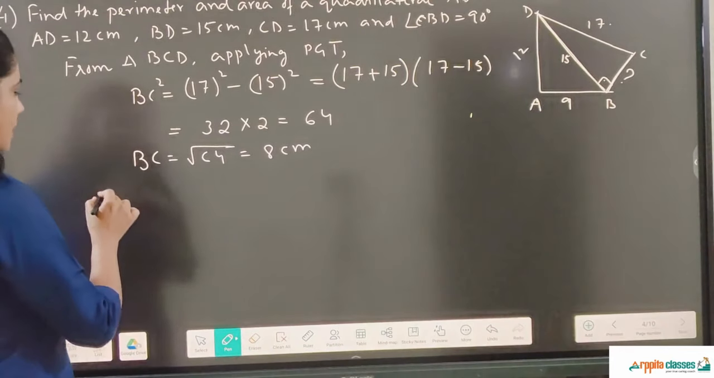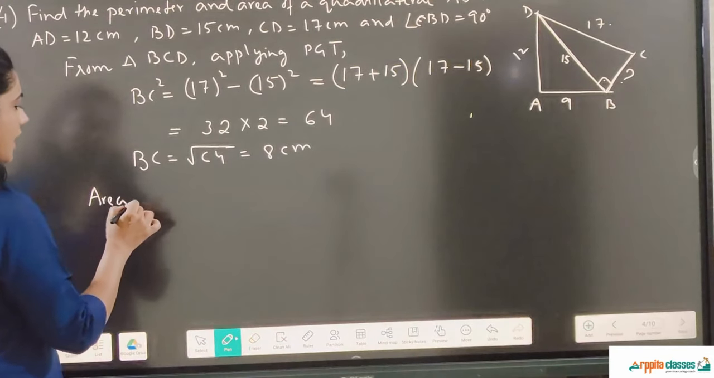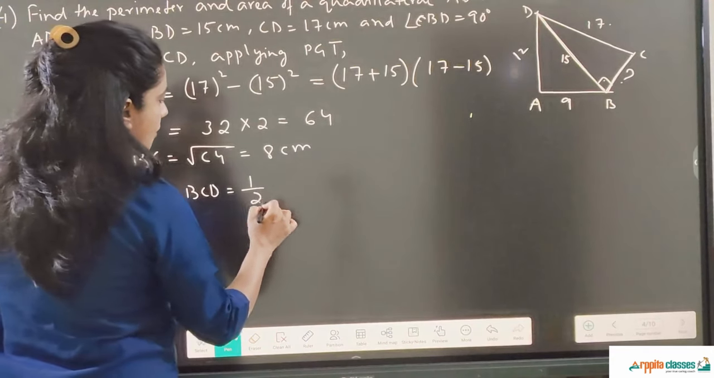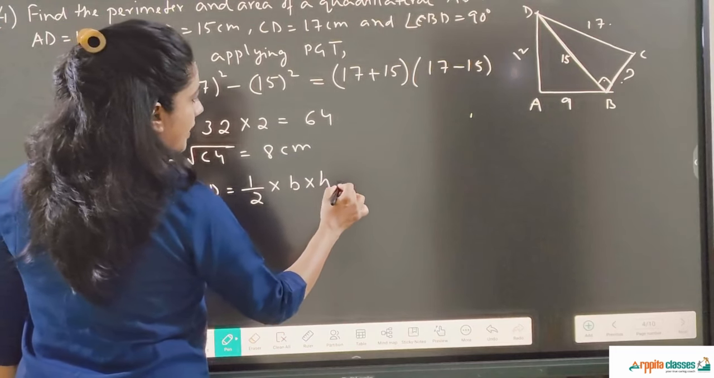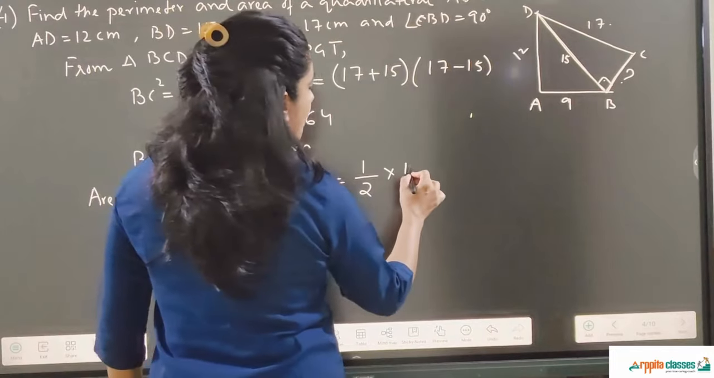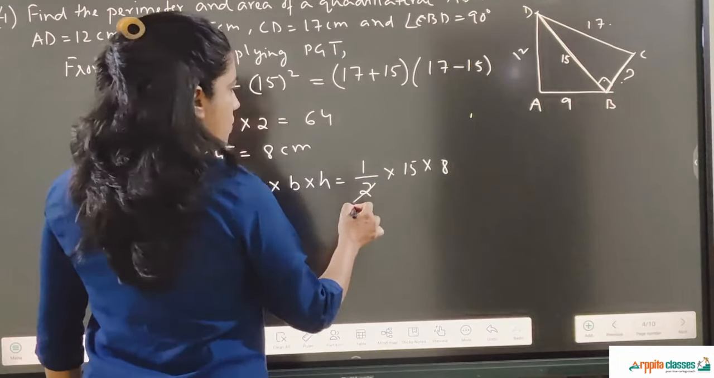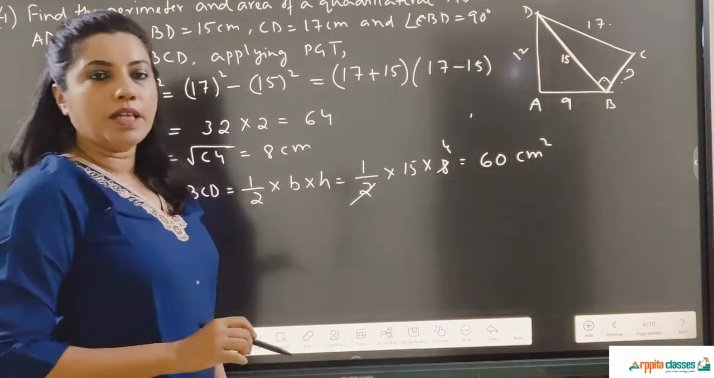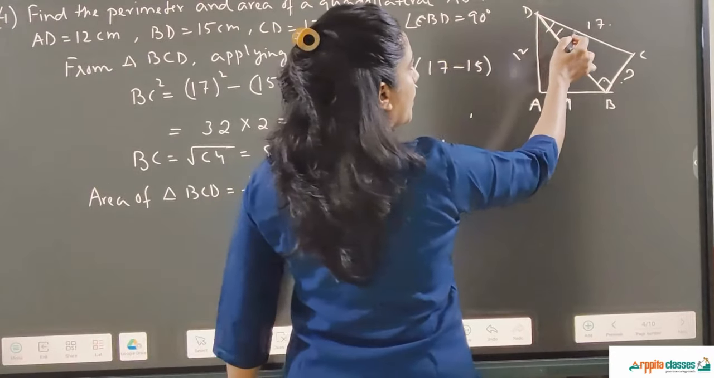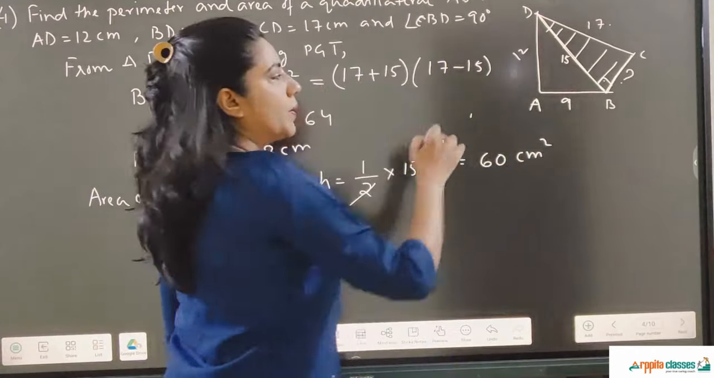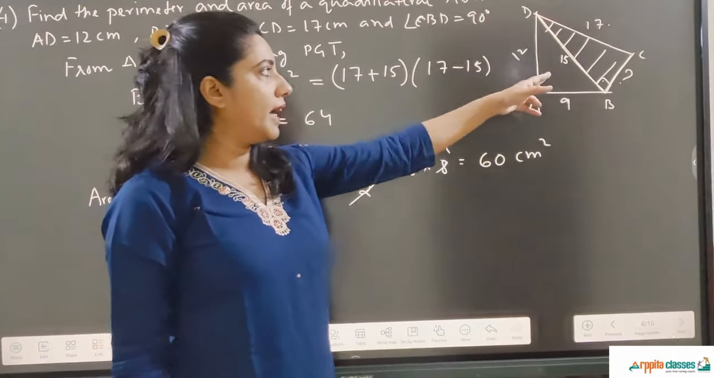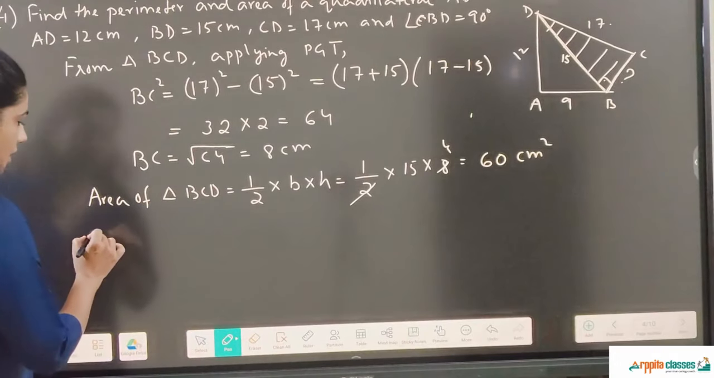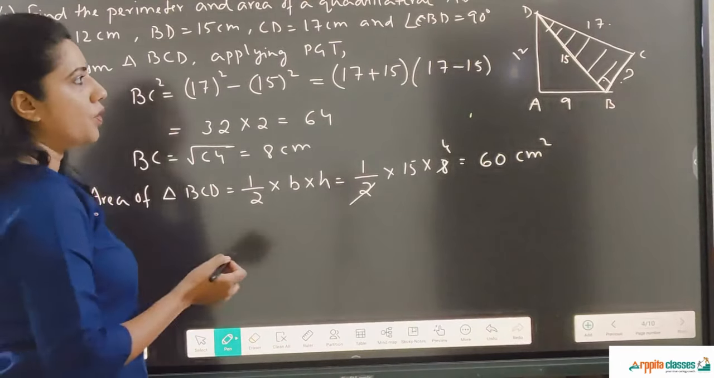So I got my BC. Now I'll find out the area of that triangle. Area of triangle BCD is half into base into height. Base I am considering as 15 and the height I got as 8. So this will be 60 centimeter square. So I got the area of this right angle triangle. Now for the other triangle, all the sides are given, so we can get the area by Heron's formula, and then we can add the areas together. So let us find the other triangle's area by Heron's formula.